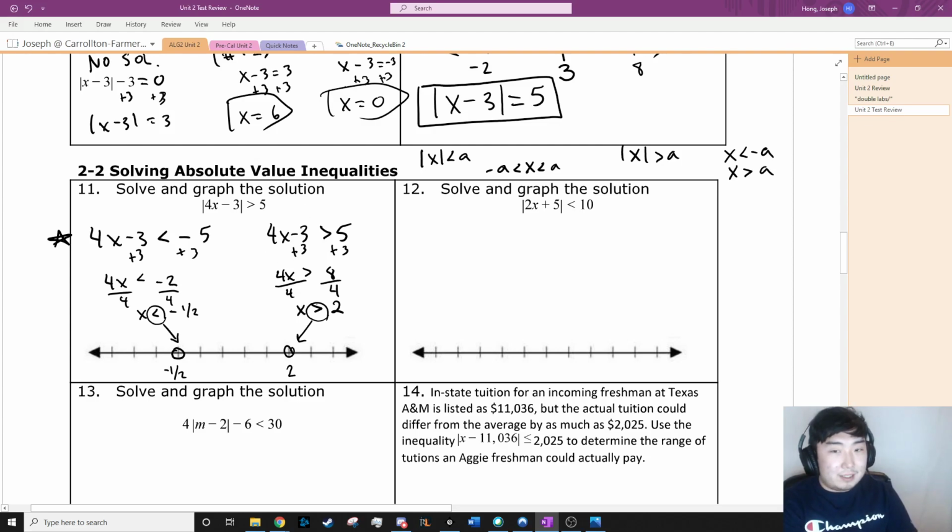So if my x is greater than 2, isn't 3 greater than 2? Yes, because this 3 is right here. So my shaded solution is going towards the outside. And if x is less than negative 1/2, if x is negative 1, which is right here, negative 1 is less than negative 1/2. So that makes sense. So I know that my solution is going to be towards the outside of my circles.